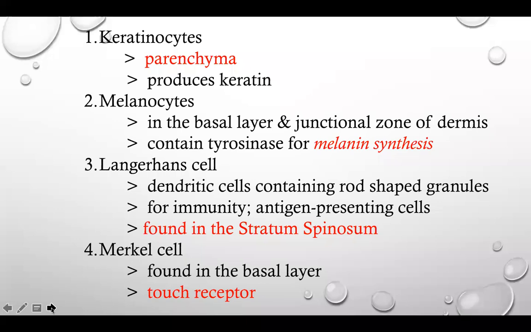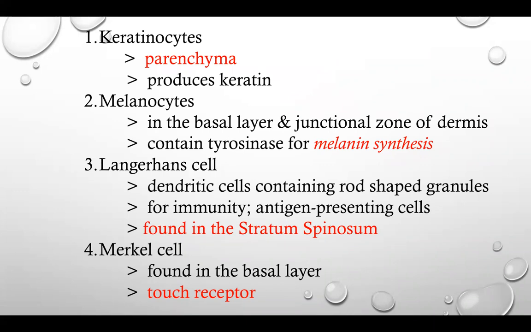Alright, these are the cells of the epidermis. The parenchyma of the epidermis of the skin, which produces keratin, are the keratinocytes. Melanocytes, on the other hand, are found in the basal layer and the junctional zone of the dermis. They contain tyrosinase for melanin synthesis. It is described as having a pale-looking clear cell cytoplasm.